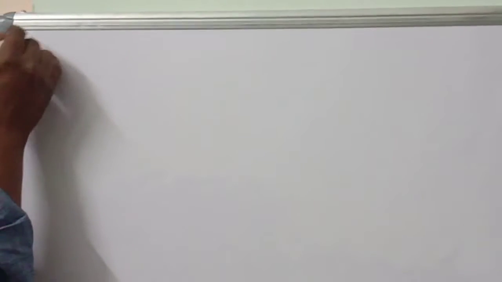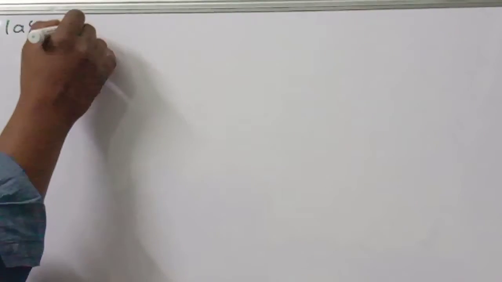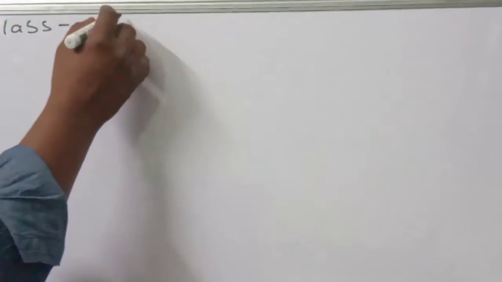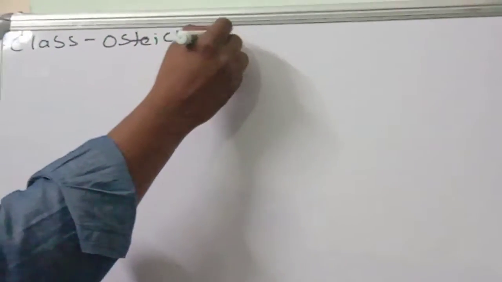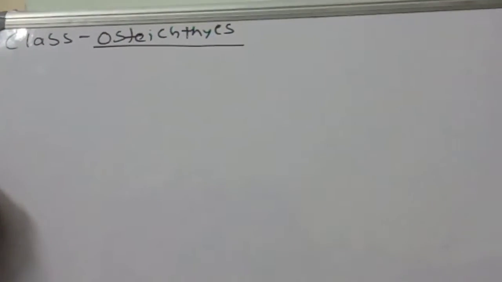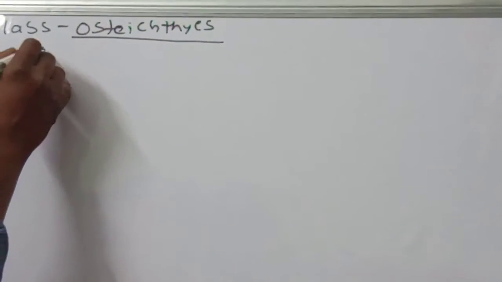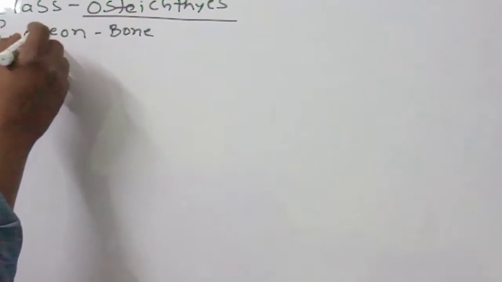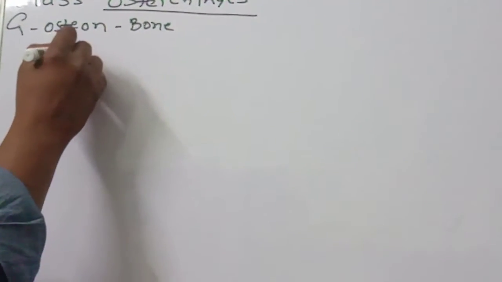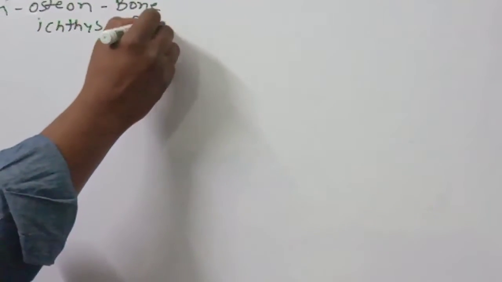We are going to discuss the next class of vertebrates. What is that next class? Class Osteichthyes. You should remember this. In Greek, osteon means bone, and ichthys means fish. So, bony fish.